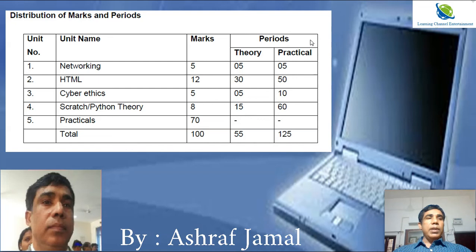First, let us have a look at this distribution of marks and periods. CBSE has just divided all these into units. So first is networking, 5 marks, 5 theory and 5 practicals. Second unit is HTML, 12 marks, 30 theory and 50 practicals. Cyber ethics, 5 marks, 5 theory and 10 practicals. Fourth unit is Scratch or Python, 8 marks, 15 theory and 60 practicals.